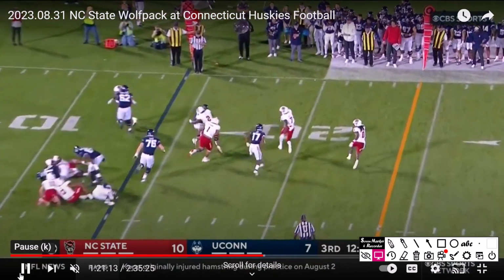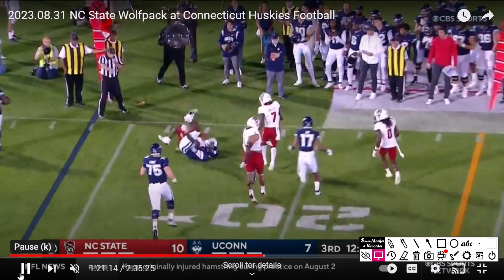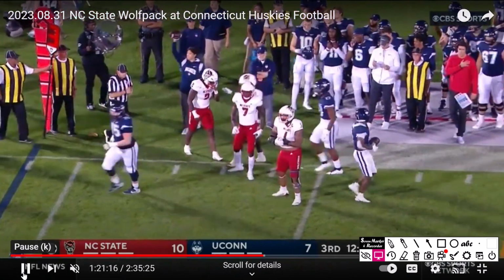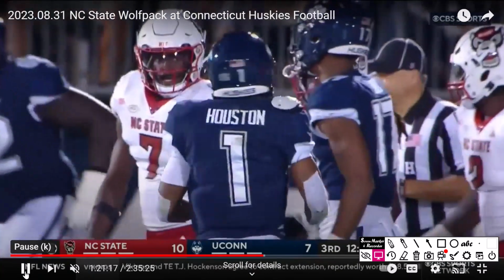Davin Van, Jalen Scott, 1 and 2, make the tackle. 3-yard gain. So that was a really, really good linebacker play from Devon Betty and a big one-on-one win on the releasing tight end.